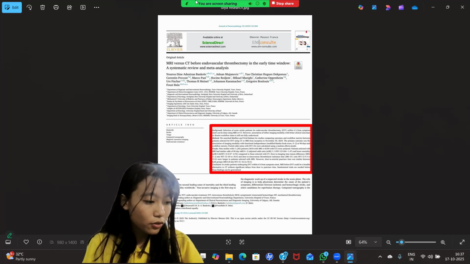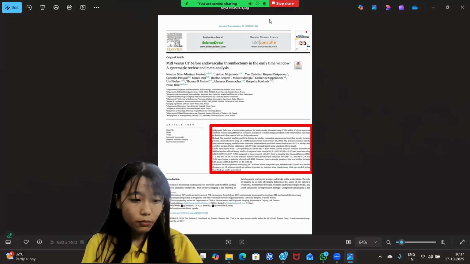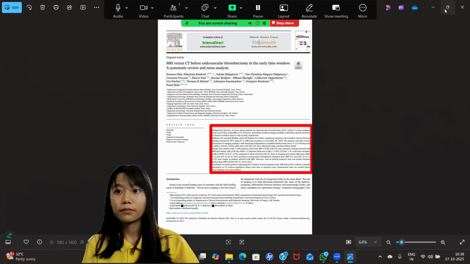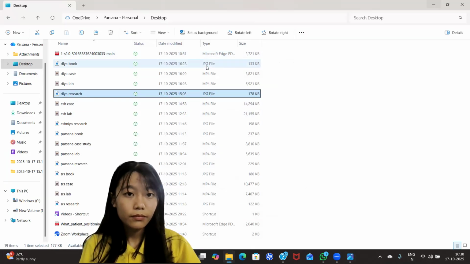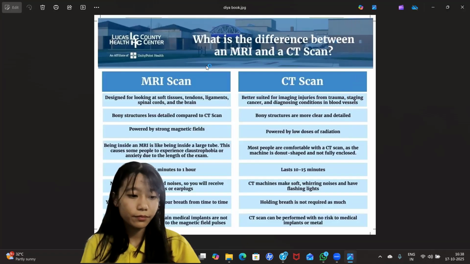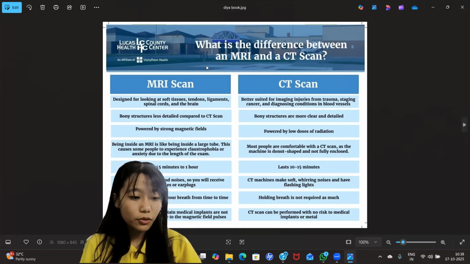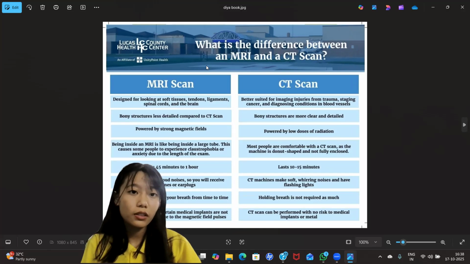So now I'll be talking about the book chapter. This is the book chapter I've taken from the Lucas County Health Center. Let's find out the difference between an MRI and a CT scan.